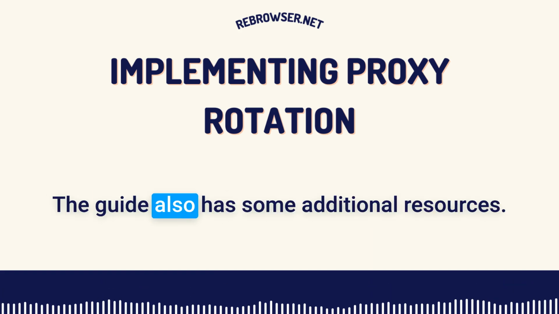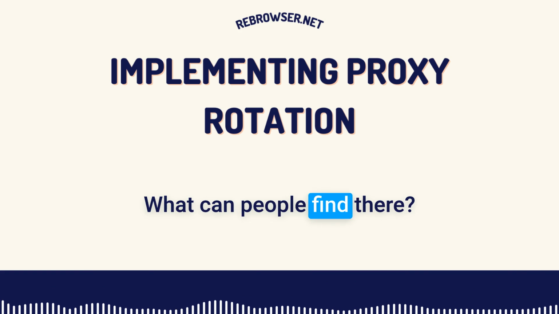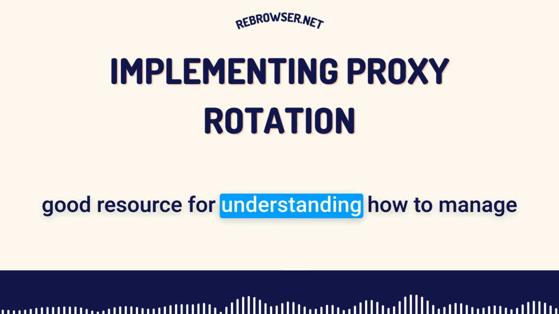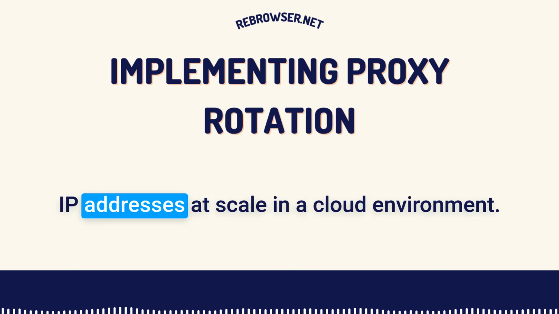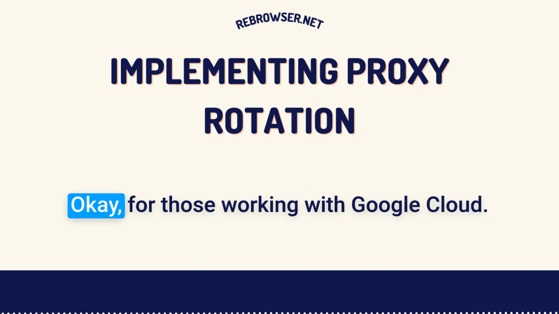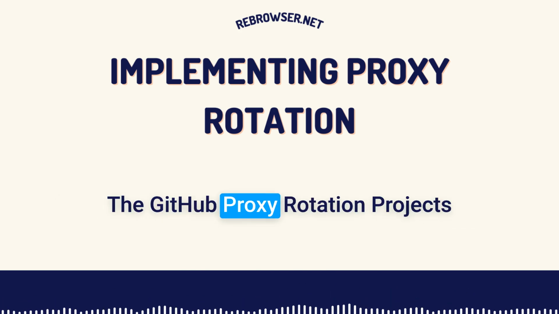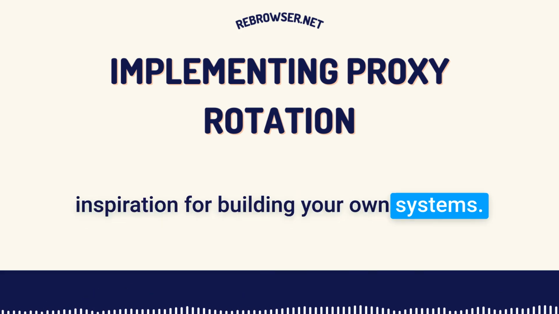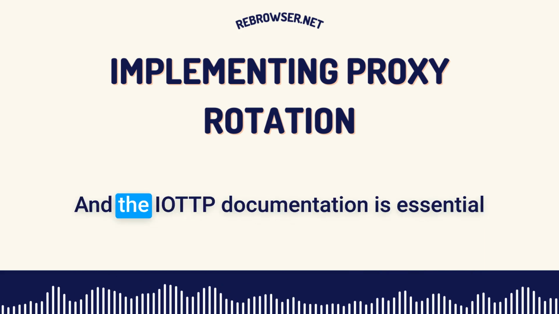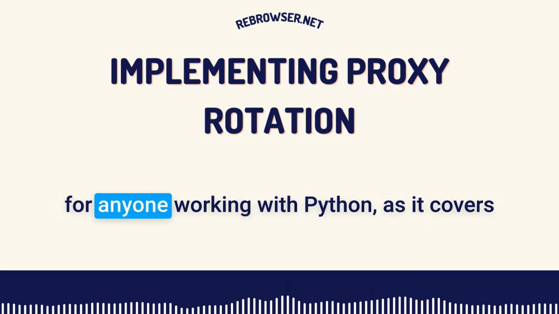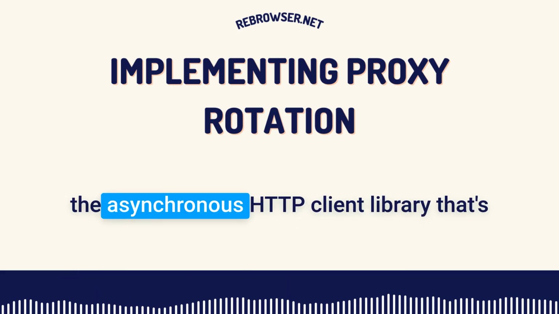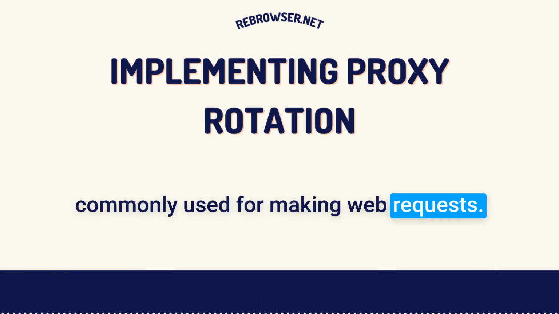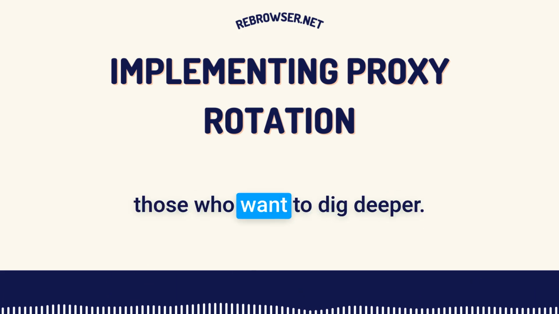Absolutely. The guide also has some additional resources. What can people find there? The Google Cloud IP Management Guide is a good resource for understanding how to manage IP addresses at scale in a cloud environment. Okay, for those working with Google Cloud. The GitHub proxy rotation projects can provide open source tools and inspiration for building your own systems. You can see how others are doing it. And the aiohttp documentation is essential for anyone working with Python, as it covers the asynchronous HTTP client library that's commonly used for making web requests. So lots of great resources for those who want to dig deeper.